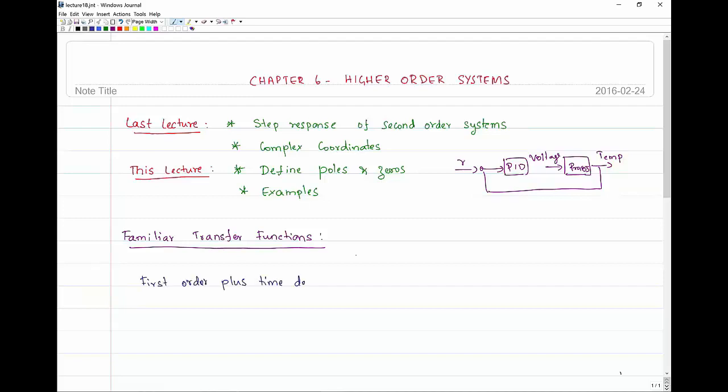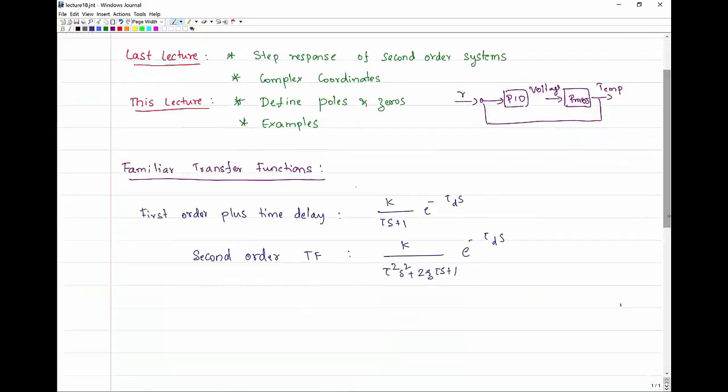First order plus time delay transfer function of the form k over tau s plus 1 times e power minus theta s, or tau ds, where tau d is the time delay. And a second order transfer function of the form k over tau square s square plus 2 zeta tau s plus 1 times the time delay.